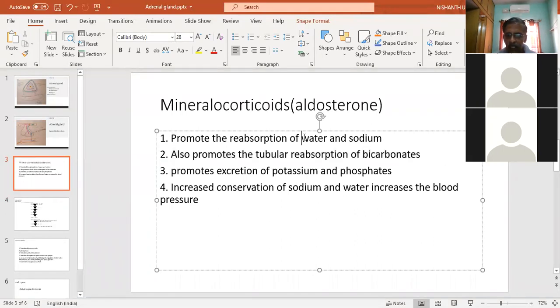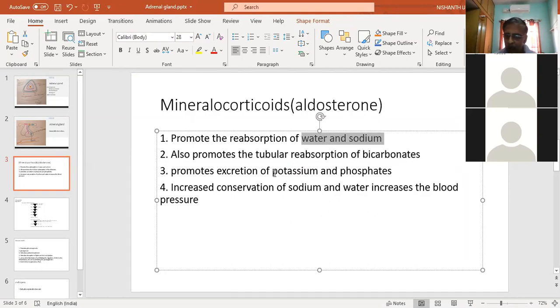Of course, when we say that the water and sodium are reabsorbed, it is understood that the potassium as well as phosphates will get excreted. It is a compensatory mechanism. That means when you want to take back something, you have to give something back. So when you are trying to take back the water and sodium, then obviously the potassium as well as phosphate will be lost from the body.